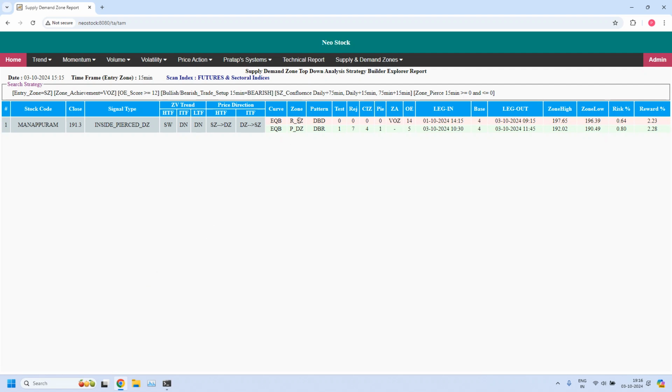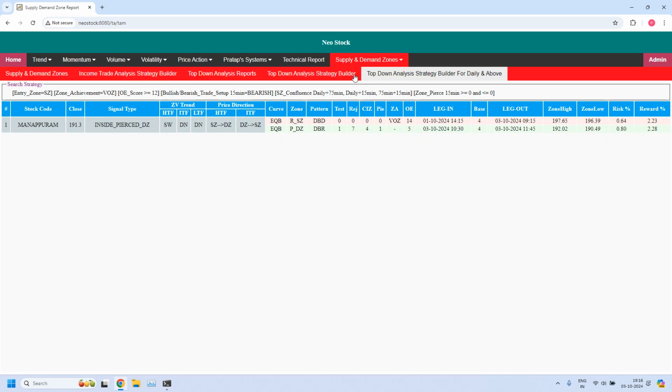And it is a high liquidity supply zone. No need to look for EMA confluence because the HTF trend is sideways. Okay, this is about bearish trade setup for daily income trade.